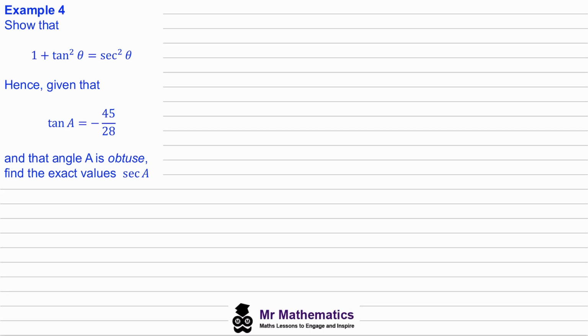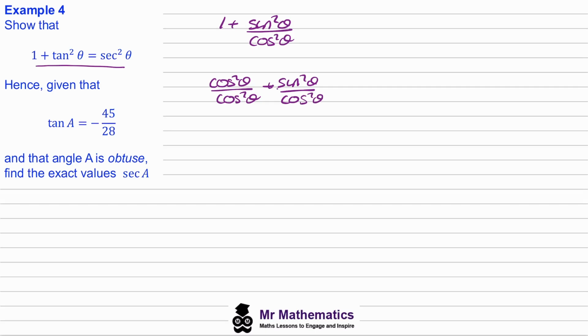So in example 4, we need to prove this identity, and then we need to use this to find sec of A when given tan of A. So again, if you want to try this question yourself, you can pause the video and come back when you're ready. So the first thing we need to do is prove this identity. Well, we'll have 1 plus tan squared, which is sine squared over cos squared. And then we can write this 1 with a common denominator to this fraction. So we'll have cos squared over itself. The same for our second fraction. When you add these two together, we've got a common denominator, and cos squared plus sine squared is 1. So we'll have 1 over cos squared theta, which we know is sec squared theta.